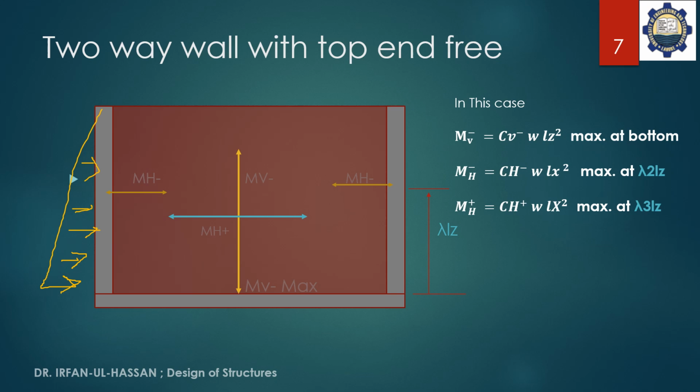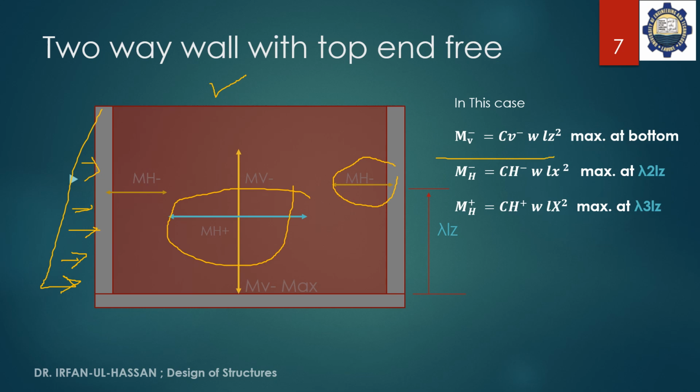The first case of the two-way wall is top free. When the top end is free, the moment is zero at the top, vertical moment, and negative maximum at the bottom. Similarly, all the time, the horizontal negative moment is present at the supports, and horizontal positive is present in the middle. So here the yellow lines are showing the negative moment zone, which gives the reinforcement on the loading side. The blue line is showing the positive moment zone in the horizontal direction, which gives the reinforcement opposite to the loading side. So how can we compute this moment?